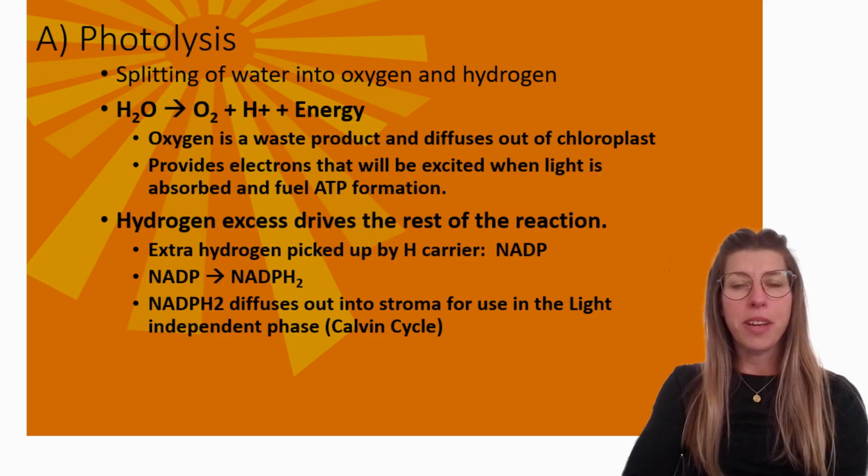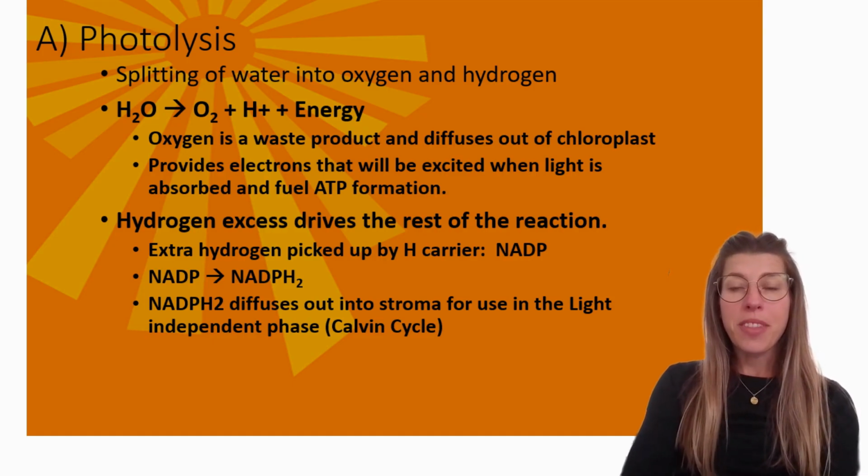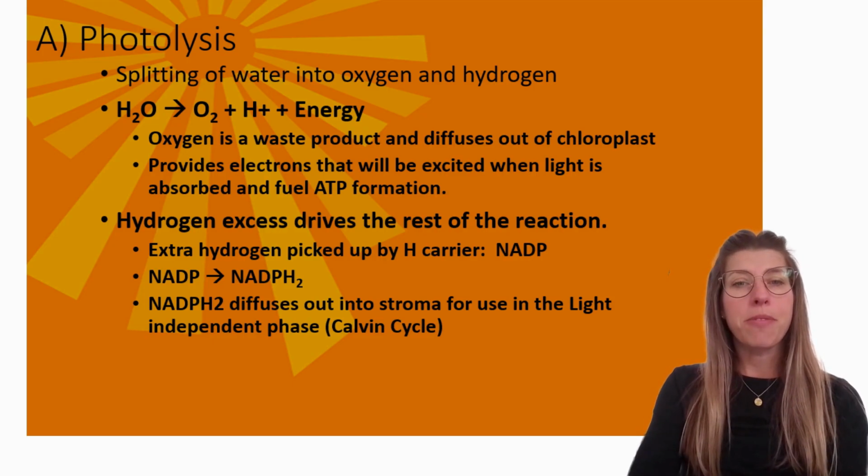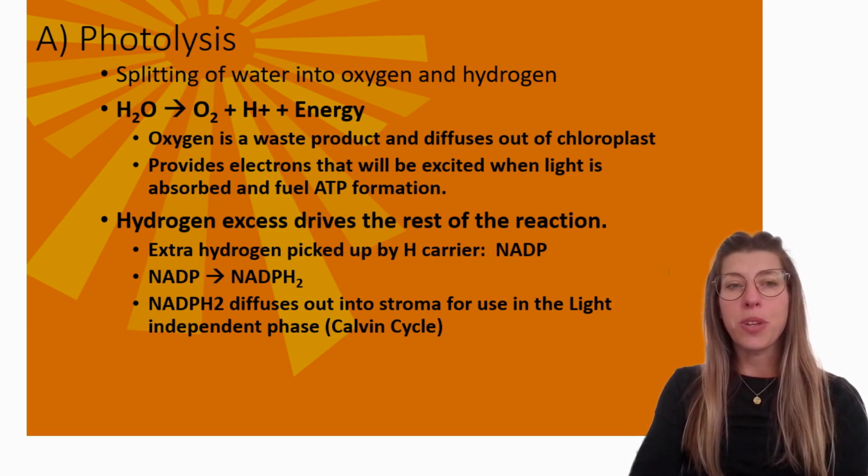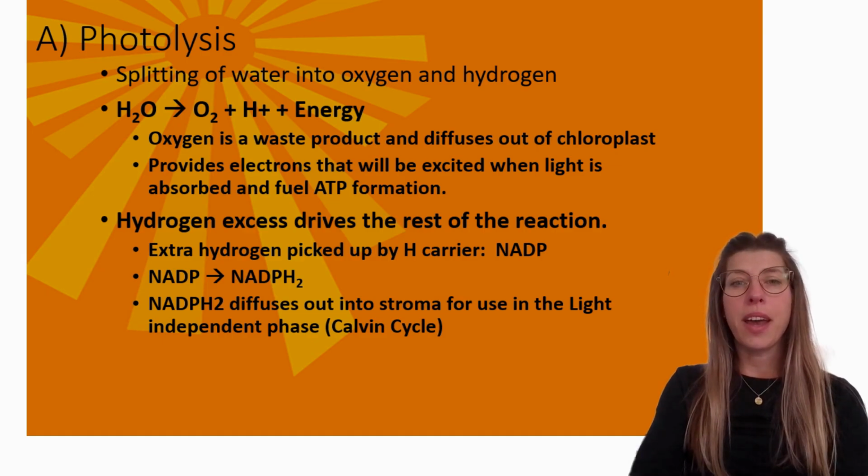Hydrogen excess drives the rest of the reaction. So oxygen is that waste product, and then the other part, the hydrogen that splits from the water, actually drives the rest of the reaction. Okay, extra hydrogen is picked up by hydrogen carriers. We'll see NADP being reduced and picking up that extra hydrogen into NADPH2. And this high energy molecule diffuses out into the stroma for use in that light independent phase during the Calvin cycle, when light is not necessarily required.